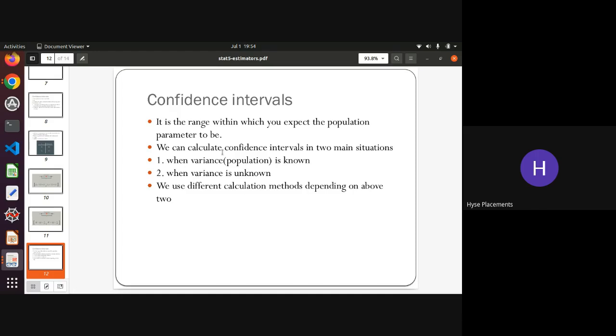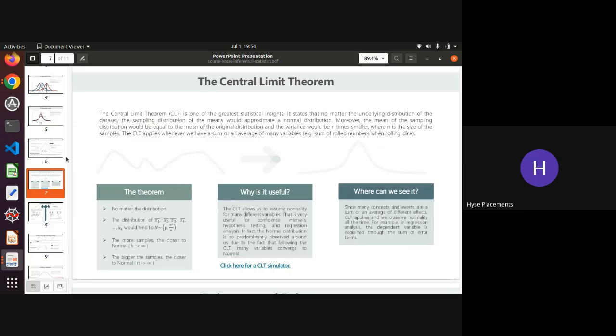We can calculate confidence intervals in two main situations: when the variance of the population is known, and when the variance is unknown. We use different calculation methods depending on which of the two applies.